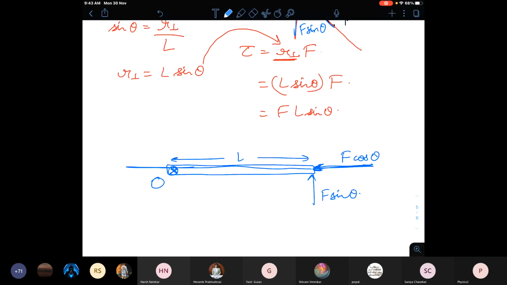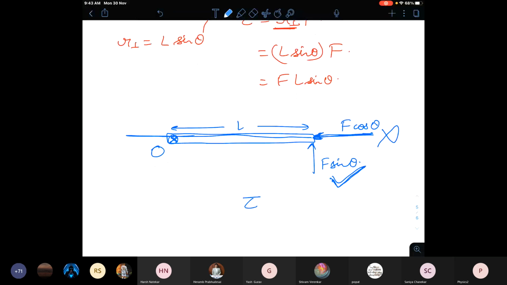So if there is no rotational motion, F cos theta will not show torque because it cannot create rotational motion. Torque cannot be created by F cos theta, but torque can be created by F sine theta. So I can write the torque again. F and L are perpendicular to each other. So again, I can write torque as F sine theta into L. If you rearrange it, it is FL sine theta.